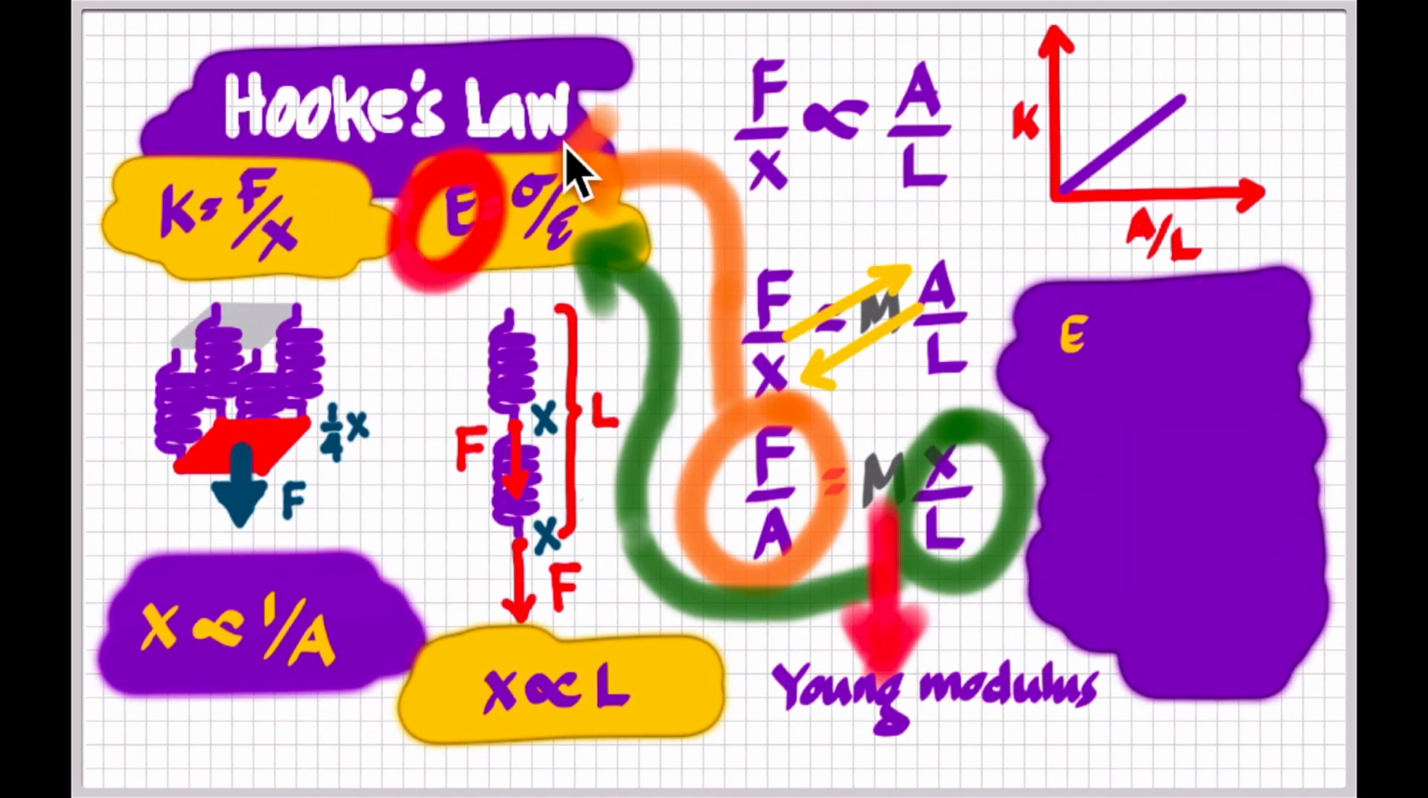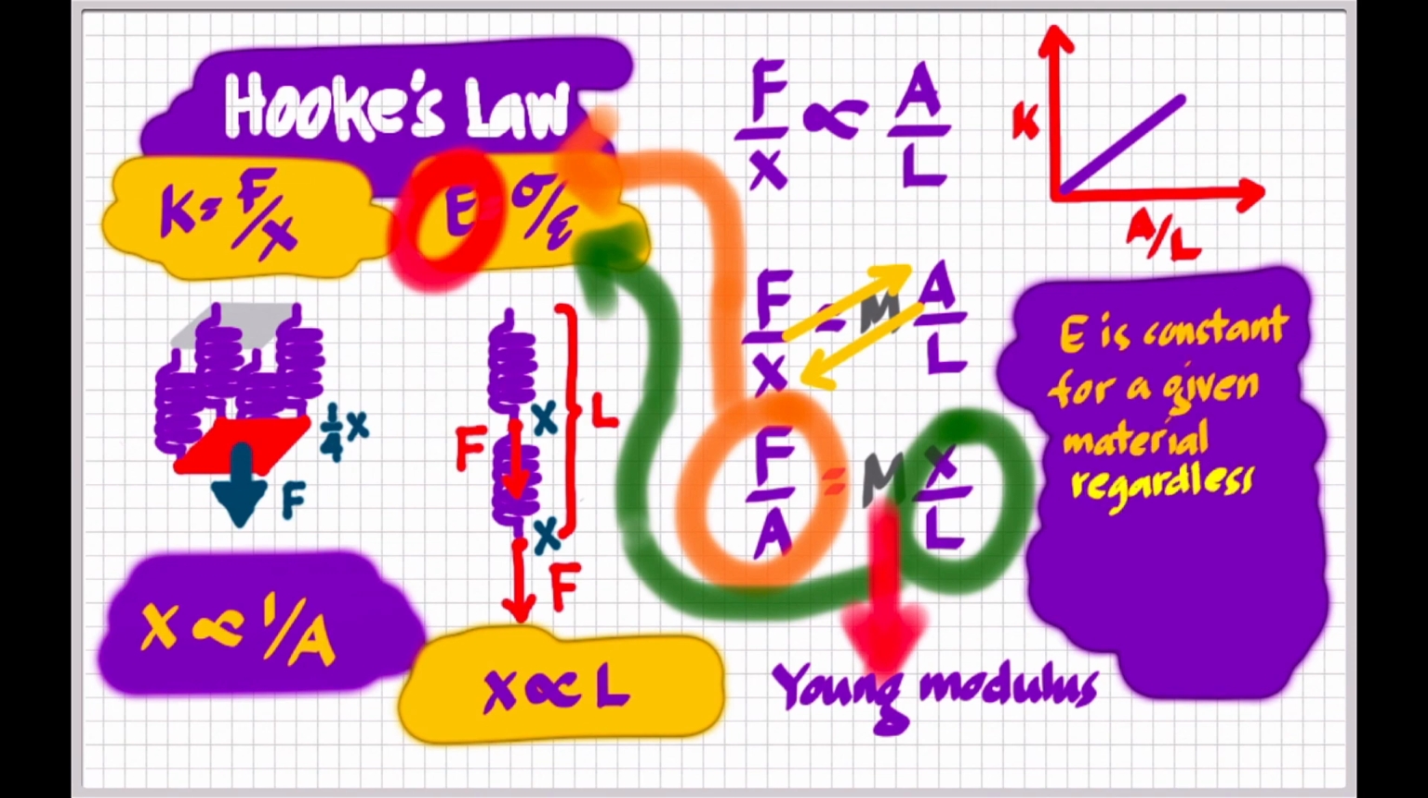It is now obvious that E, or the Young modulus, is the constant for a given material, regardless of the shape and size. And the spring constant is constant only in one specific spring. When you change the dimensions, that K of the spring will also change.